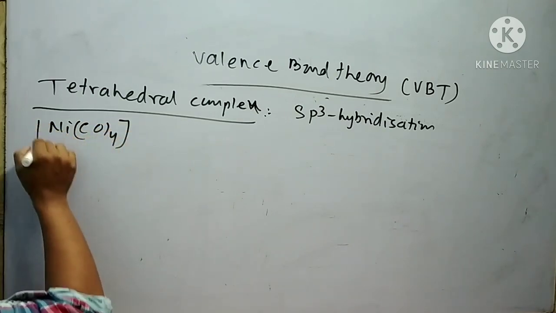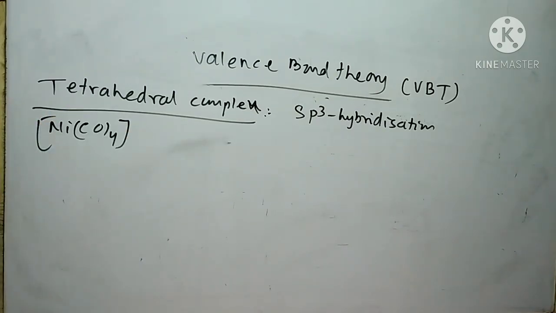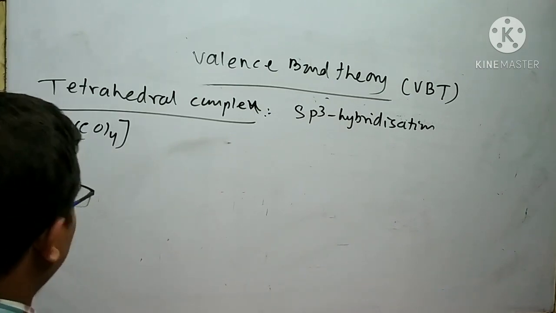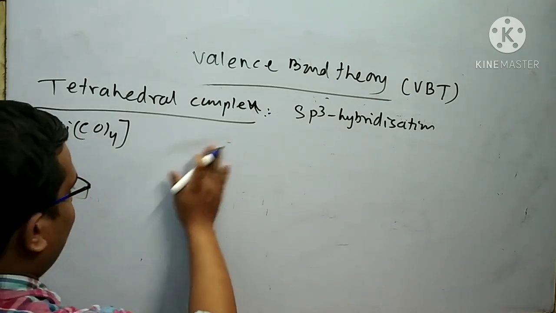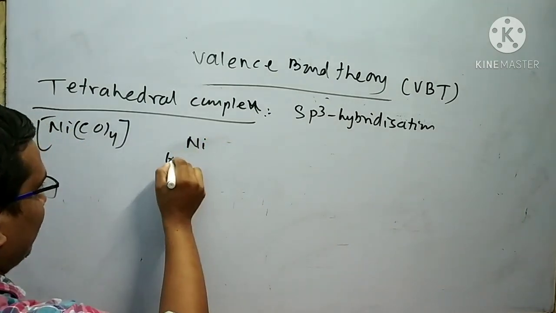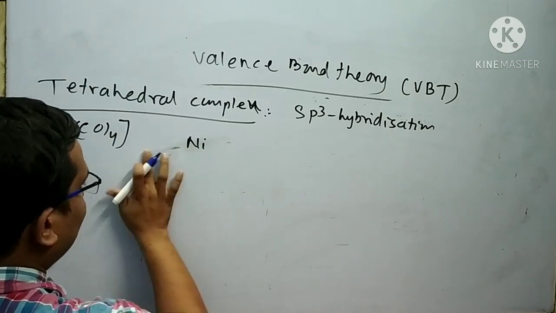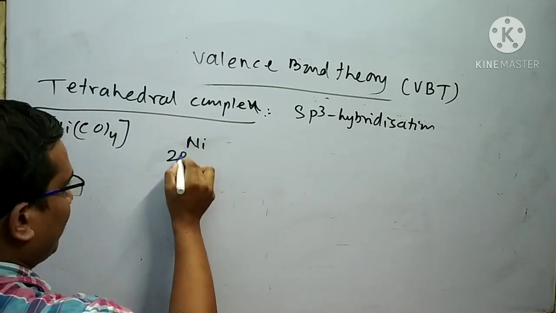Ni(CO)4. In this complex, nickel exhibits a zero oxidation state. At first, I will write the electronic configuration of nickel. Nickel has atomic number 28.